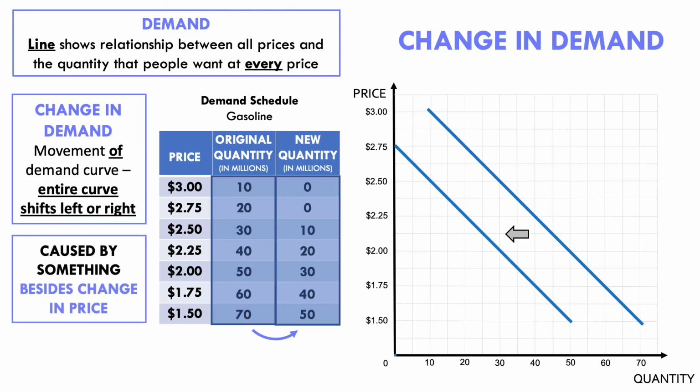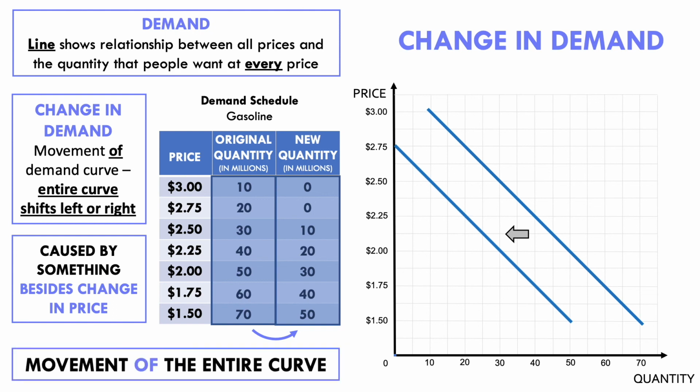This is caused by something besides a change in price. If you notice, it wasn't the price that changed. At $2.25, it's not that the price is changing from there, but it's the amount at that price that has changed. Now at $2.25, instead of wanting 40 million, people want 20 million. So something has changed. There's something that's caused a movement of the entire curve. And in the next video, we're going to talk about the things that cause the entire line to move.